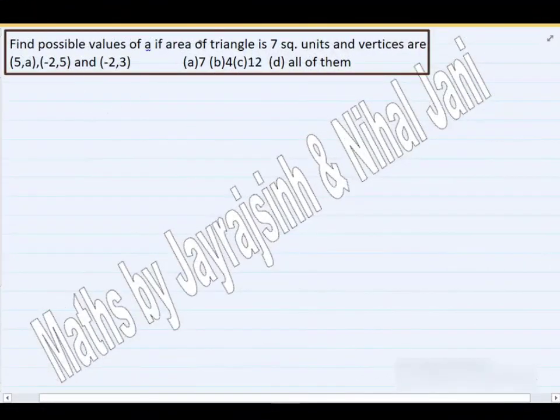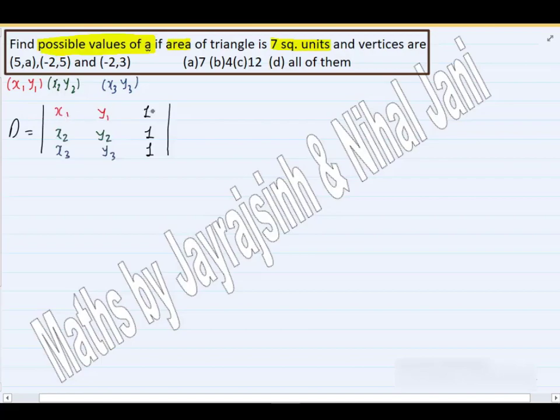Here we have one interesting question. You have to find the possible value of a if the area of the triangle is 7 square units and the vertices are (x1, y1), (x2, y2) and (x3, y3). And we know the procedure. First of all, we have to find the d, which is the determinant made up of x1, y1, 1; x2, y2, 1; and x3, y3, 1. So let's put their values, and we will get 5, a, 1; minus 2, 5, 1; and minus 2, 3, 1.